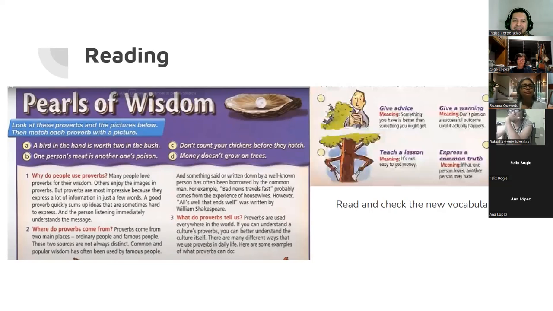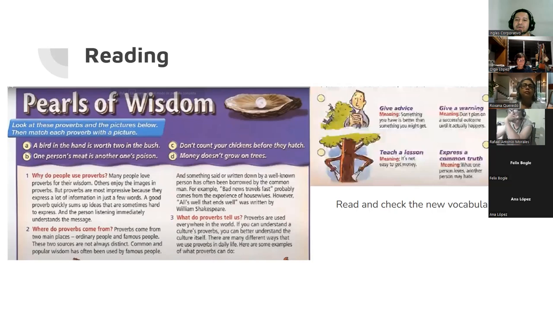Very good. The second one is one person's meat is another one's poison. La carne o la comida de una persona es el veneno de otra, dice. So that is the meaning in Spanish, right? One person's meat is another one's poison. O como dicen en español, la basura de uno es el tesoro de otro, right?